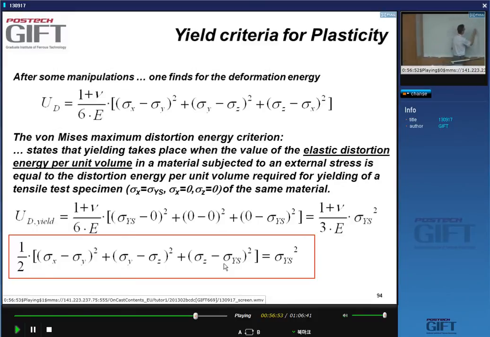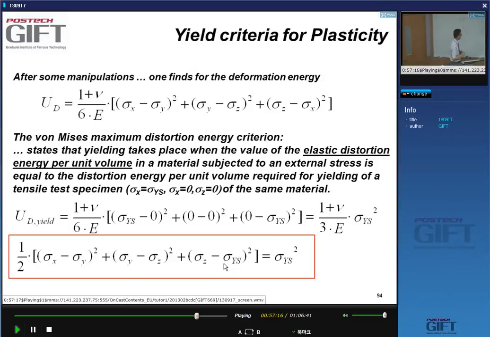And it basically tells me that if the stress state is inside this cylinder, the material will not yield. If my stress state is outside this point, the material will yield, will plastically deform.